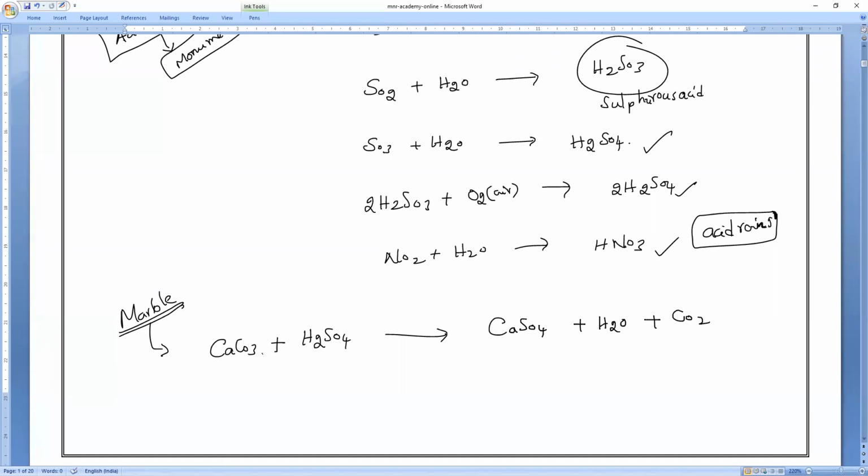If you want to mention the physical states, you can: H2SO4 in aqueous state, CaSO4 in aqueous state, water in liquid state, and carbon dioxide in what state, guys? Gaseous state. Okay. So these are the marbles.